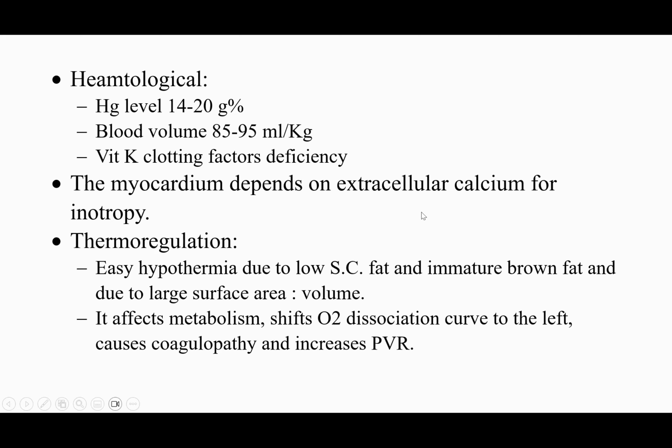In adults, we depend on the sarcoplasmic reticulum for contractility. The calcium flows to the cytoplasm during electrical excitation. Calcium influx from the sarcoplasmic reticulum to the cytoplasm causes contractility. But in neonates, they depend more on extracellular calcium. So if you give the patient calcium, the blood pressure rises significantly and the contractility improves significantly.